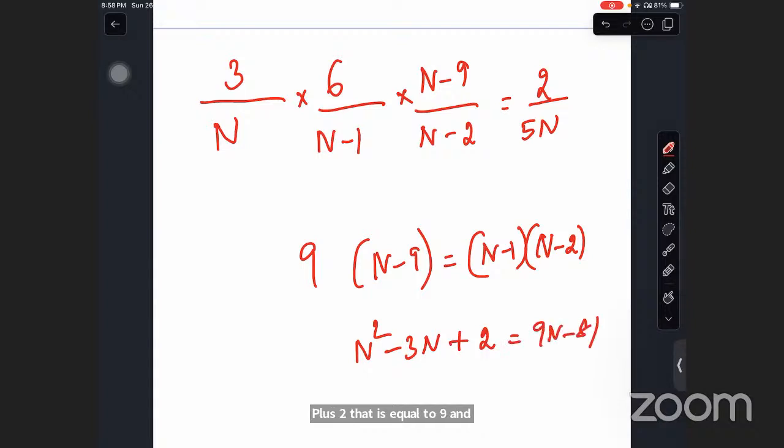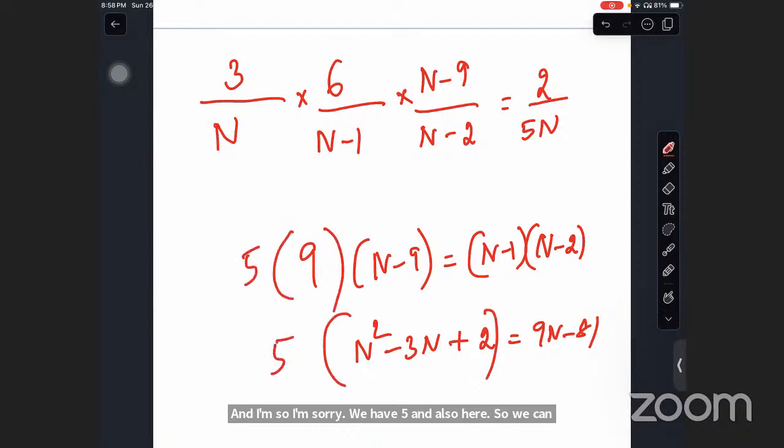So you can see we'll be able to simplify this. And I'm sorry, we have 5n also here. So we can consider that 5n also. So into 5. So we have to multiply in this way.